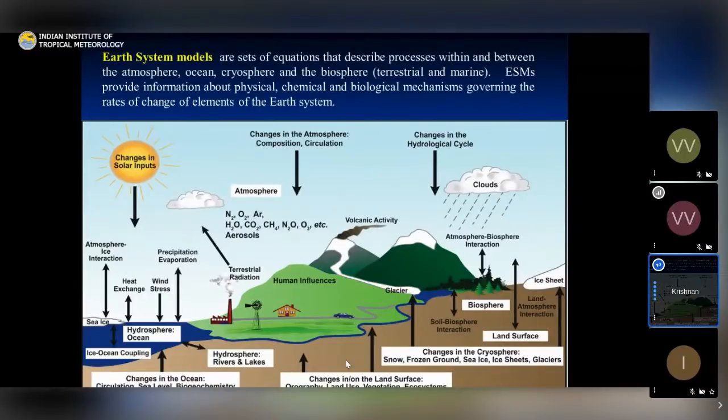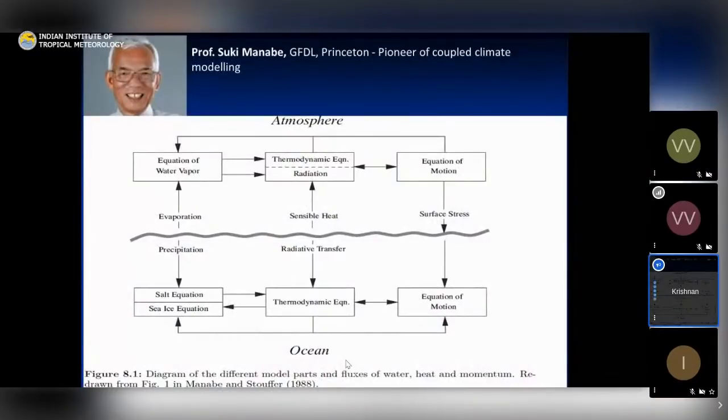And we have to understand the information about these systems and how the rates of change of elements in different Earth system components are behaving. And in the 80s also, the first coupled model, so the recognition that to study climate change, you need not just the atmosphere and ocean models, they need to be coupled, the ocean and the atmospheric components. And this is a schematic from Manabe and Stouffer. His professor Suki Manabe pioneered the development of the coupled modeling at GFDL. And I had the good fortune of working with him in Japan for 2 years.